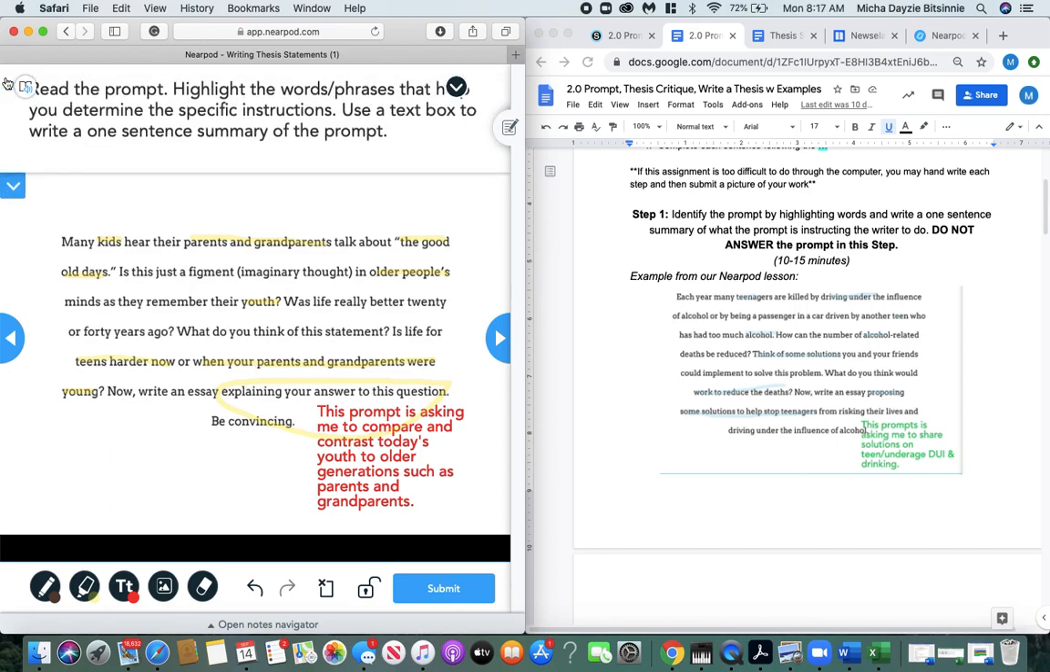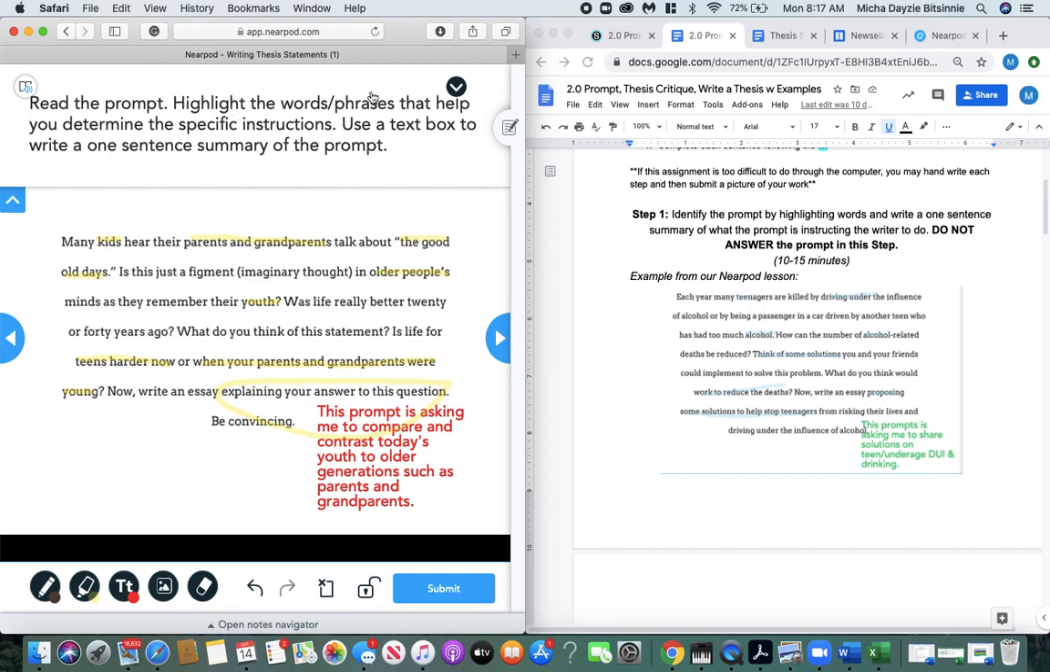So remember, that was what our assignment was. It asks us to highlight words and phrases that help you determine specific instructions. I know when I see repeated words, kids, youth, grandparents, old people, it's about something about age, parents, grandparents, teens. So I highlighted all those keywords, and then I determined specific instructions. I can see that they're asking based on the questions and based on the good old days, and also was life really better then versus now.